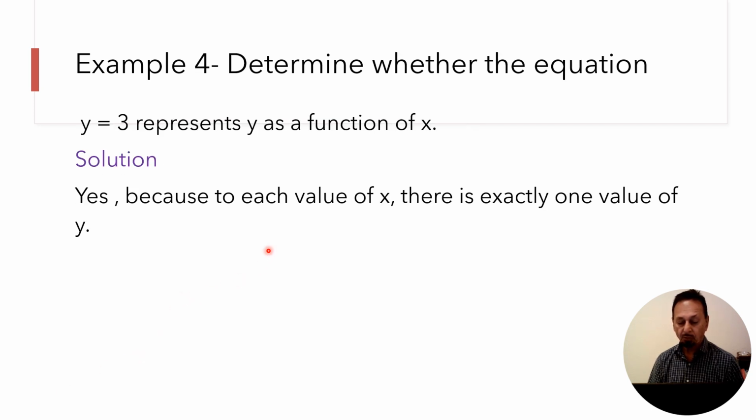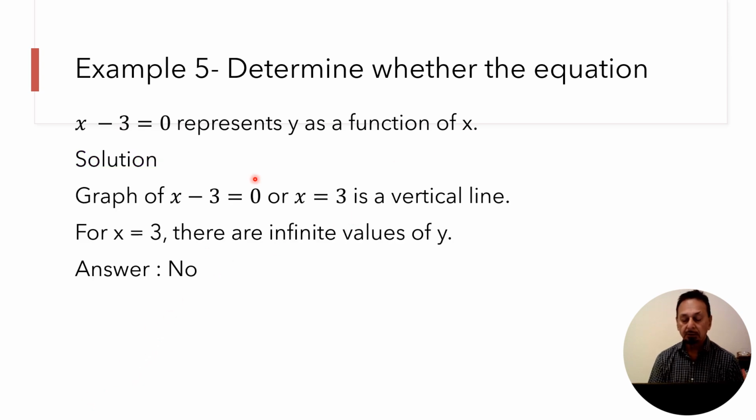Example 4. y equals 3. Does this represent a function of x? Yes, because to each value of x, there is exactly one value y. That's a constant. No matter what x I choose, y is always going to be 3. So this represents a constant function, and so it is a function.